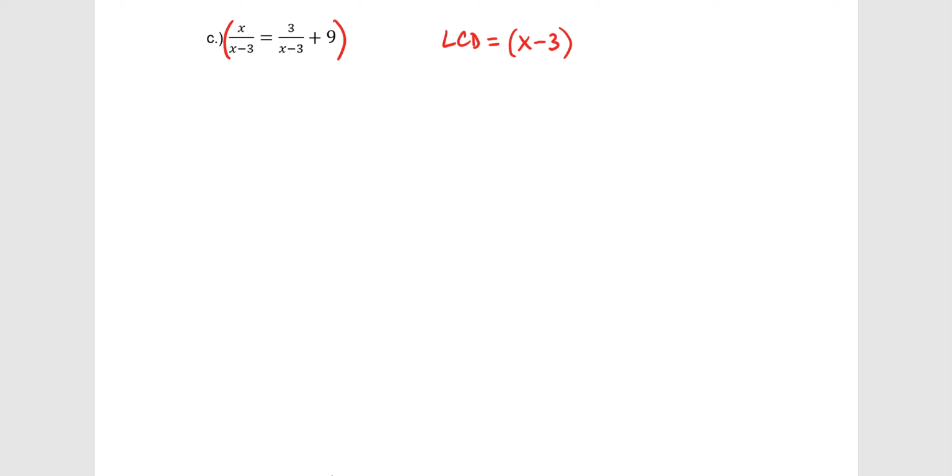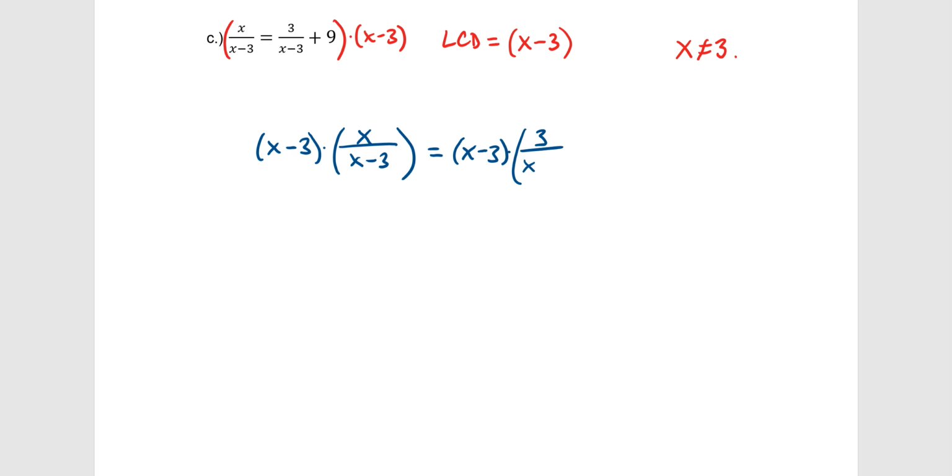Okay, so we're going to multiply everything by x minus 3. Make sure it's in parentheses. And while we're up here, the only value for x that would make these denominators 0 is if x were equal to 3. So x cannot equal 3. Okay, so multiplying everything by x minus 3, we get x minus 3 times x over x minus 3 equals x minus 3 times 3 over x minus 3 plus x minus 3 times 9, or just 9 times x minus 3.